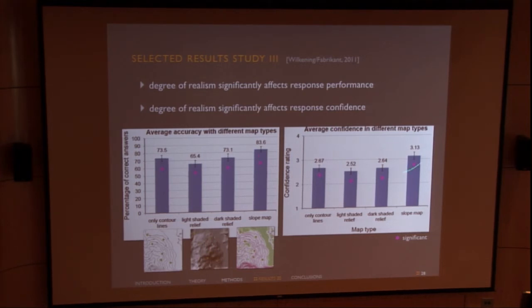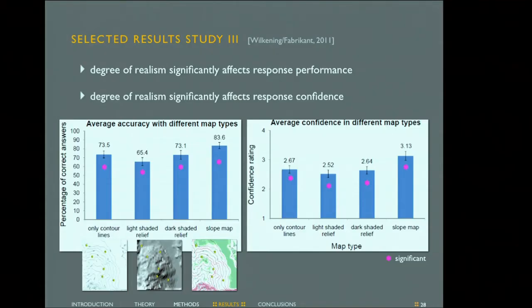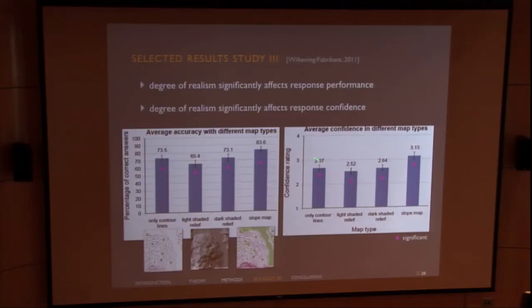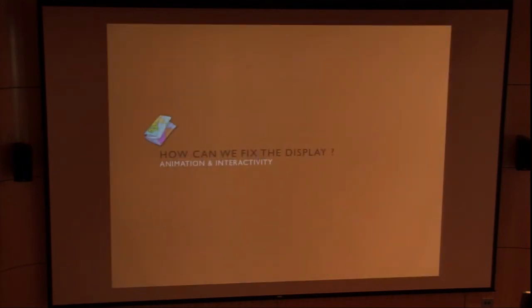If you ask people about their confidence in using these maps, it actually reflects their performance very well, which is also surprising. So people were most confident with the slope map and performed best, and they were second most confident with the contour lines and performed second best, which is a big surprise to us. The naive intuition that realistic maps would be much more preferred and performance would be better did not hold true.